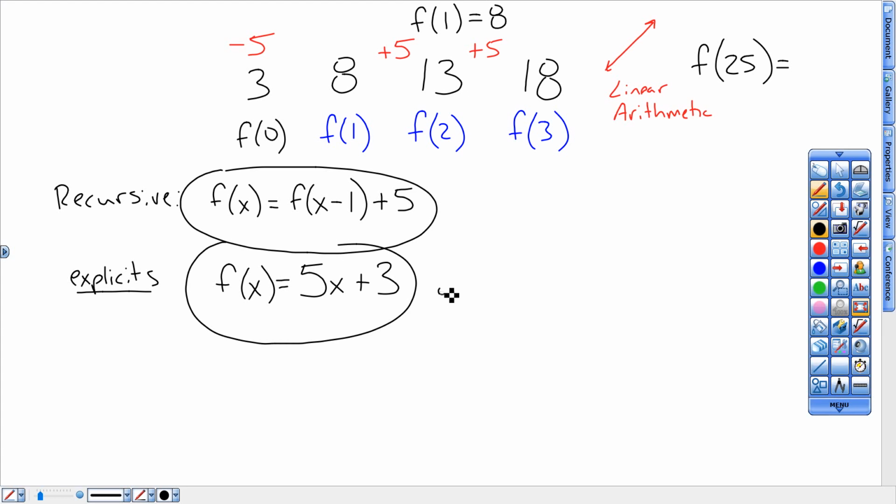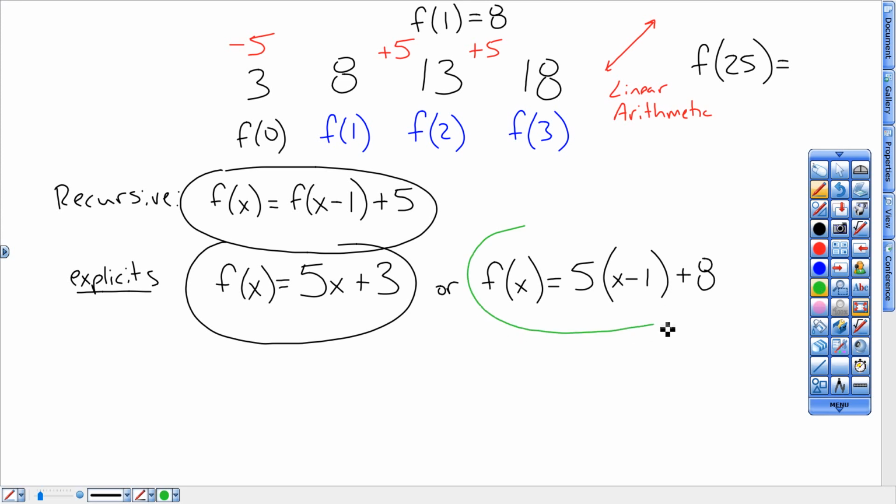The other one, which is more high-tech, you could use that same 5, but instead of using the 0 term, I could use the first term, but I got to make sure that I write right here x minus 1 plus that 8. I want you to know that these are both equivalent.